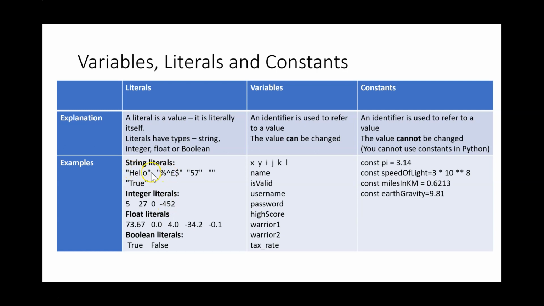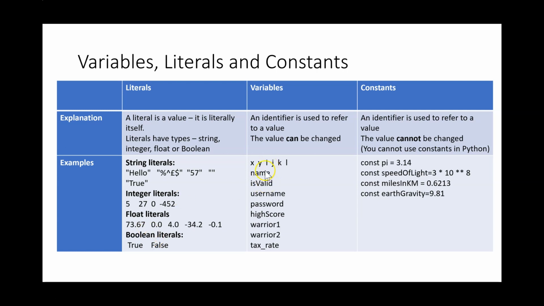Over here you can see we've got some string literals, they're just values. It literally is itself. It's just a value. You've got integer literals, and you've got float literals, and the two Boolean literals, true and false.